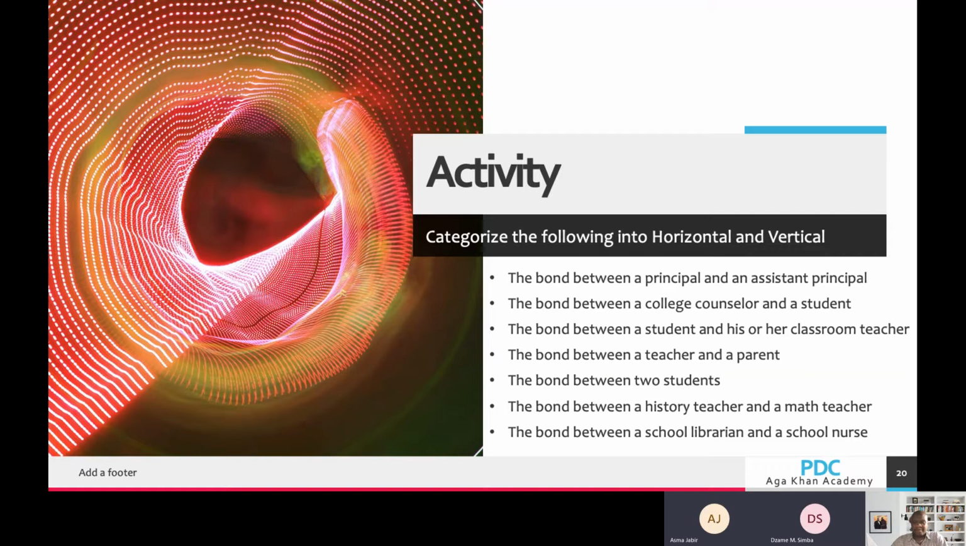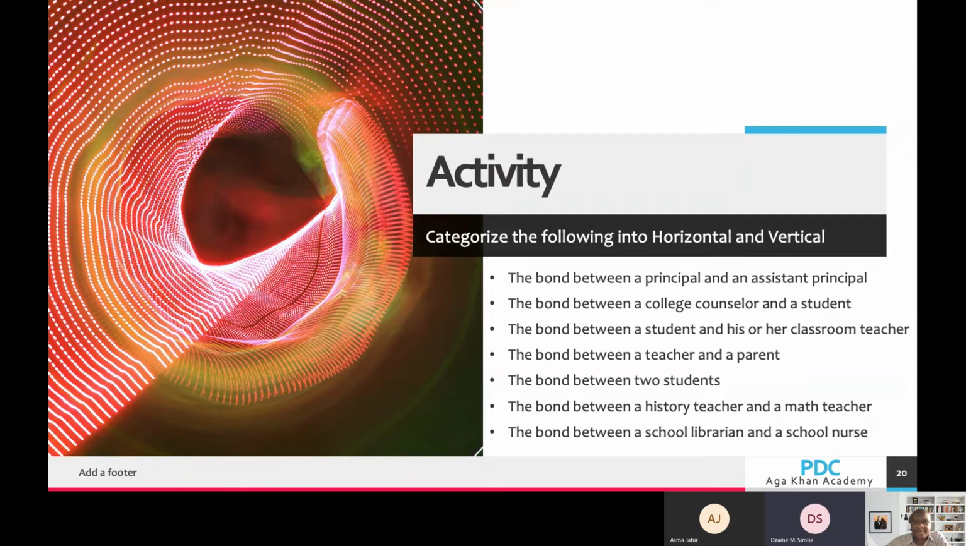Okay, Dr. Maina, let me try number two. The bond between a college counselor and a student. Still, that is also vertical because the counselor to the student is vertical. Then student to her classmates, that is horizontal. It's between the children themselves, just within the classroom or within the school, that is horizontal to me.